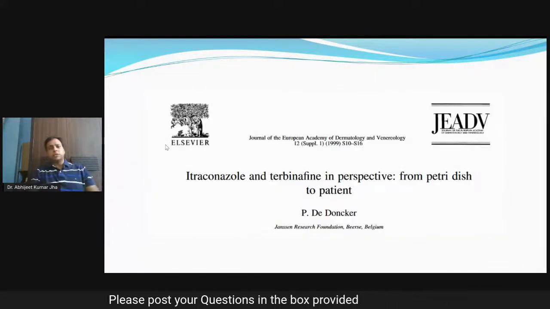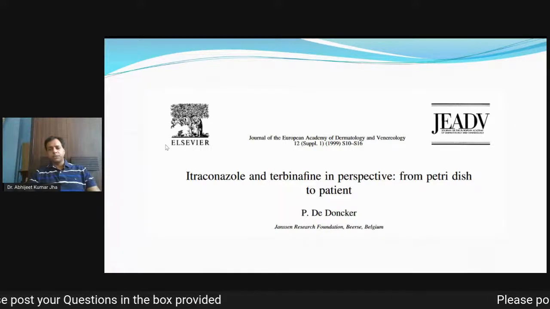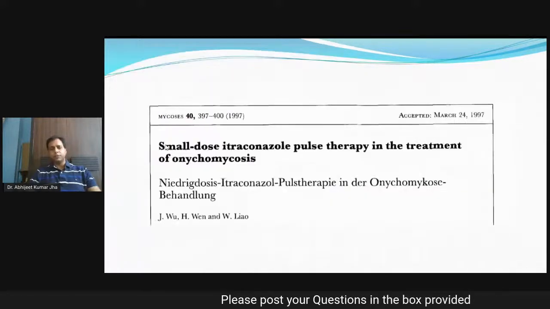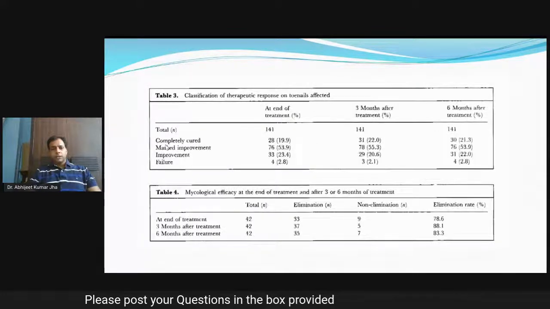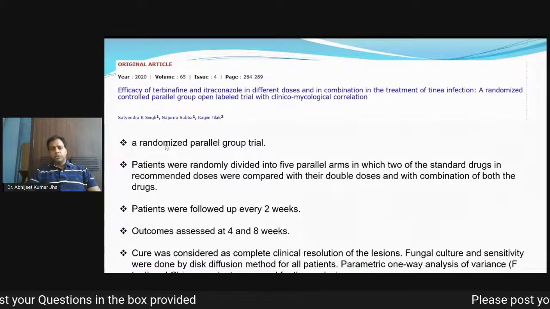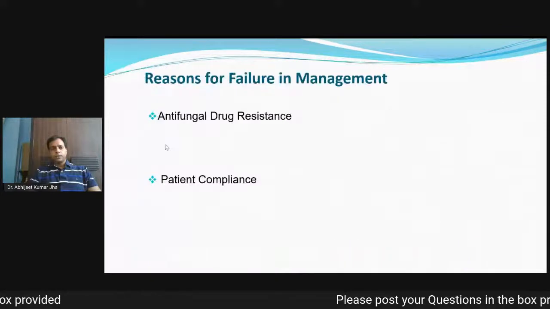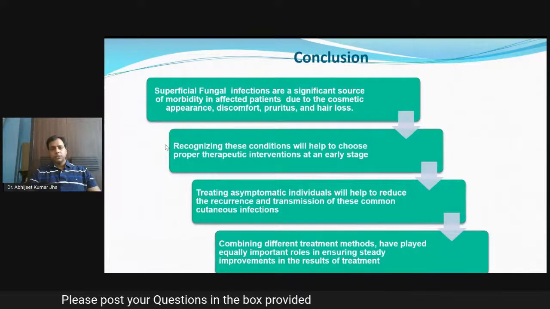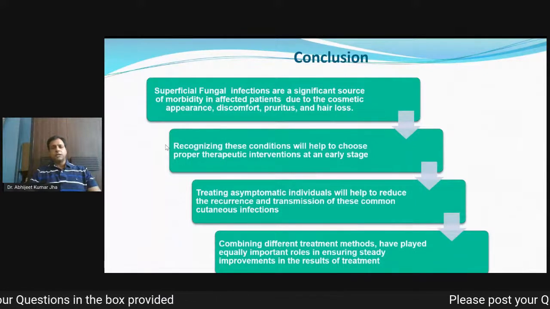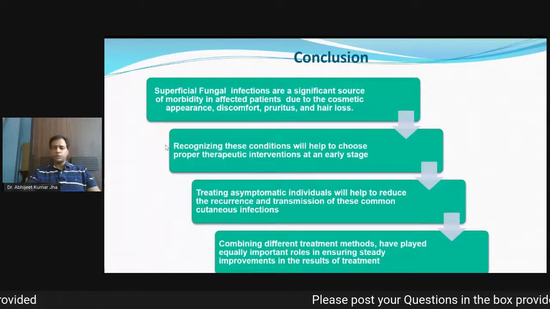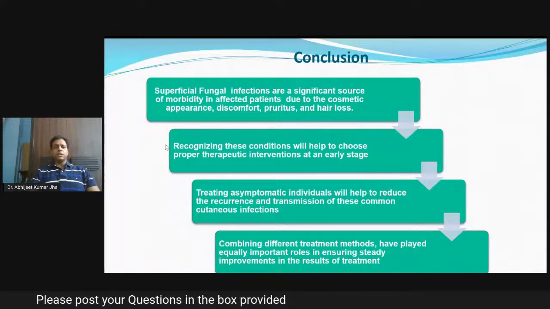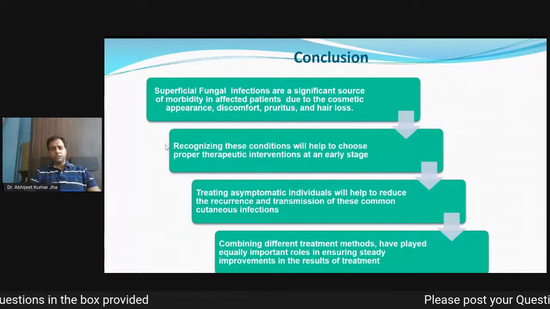Now, there are a few clinical articles on itraconazole and terbinafine, on patient preference, and a few more like small-dose itraconazole pulse therapy in treatment of onychomycosis, and the effect of terbinafine and itraconazole in different doses. The reasons for failure of management are antifungal drug resistance and patient compliance, which is important. Superficial fungal infections are a significant source of morbidity in affected patients due to cosmetic appearance, discomfort, pruritus, and hair loss. Recognizing this condition will help to choose proper therapeutic intervention at an early stage.